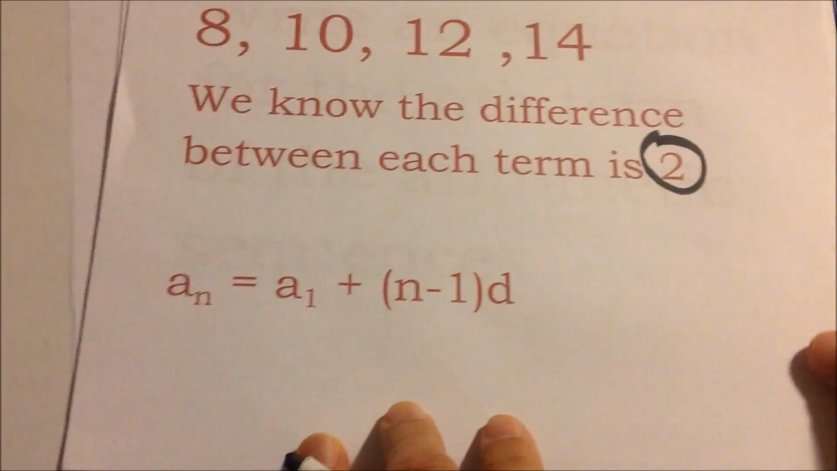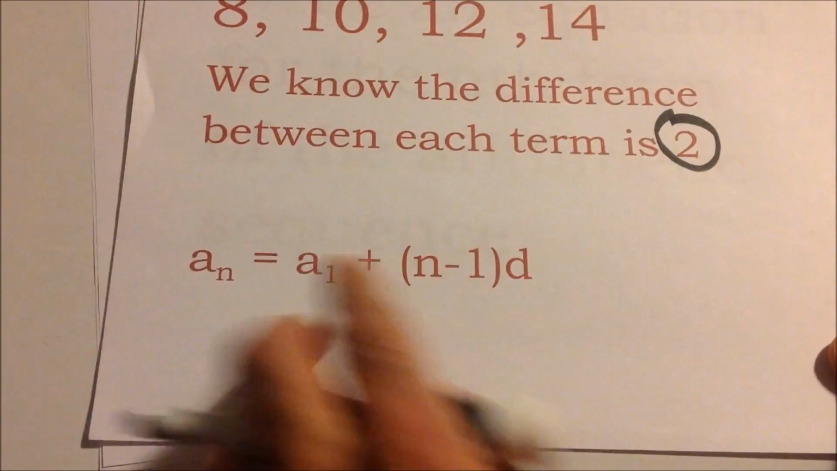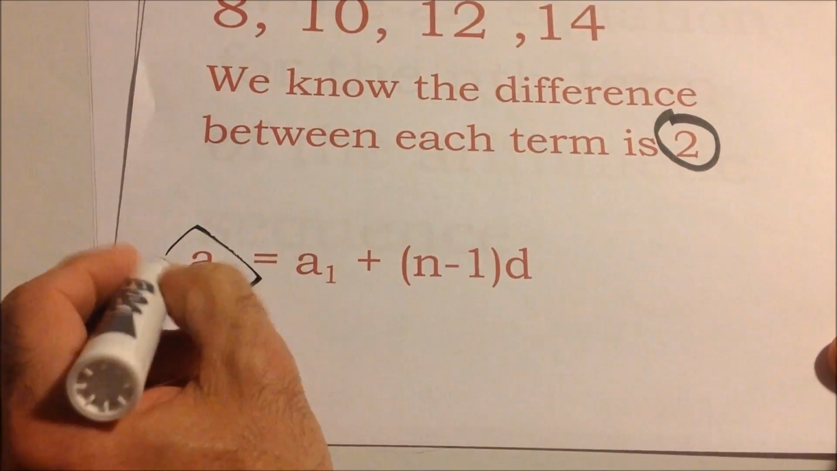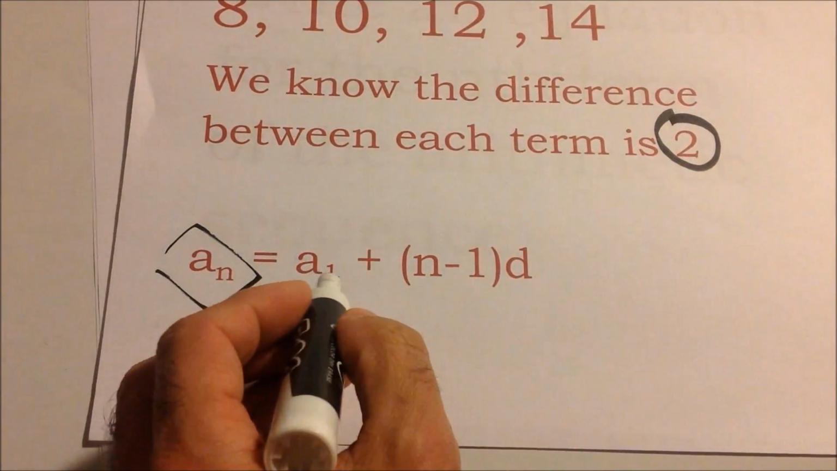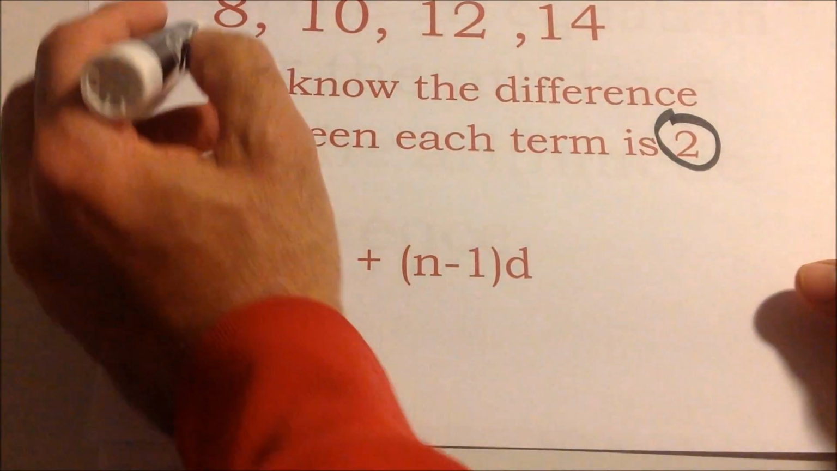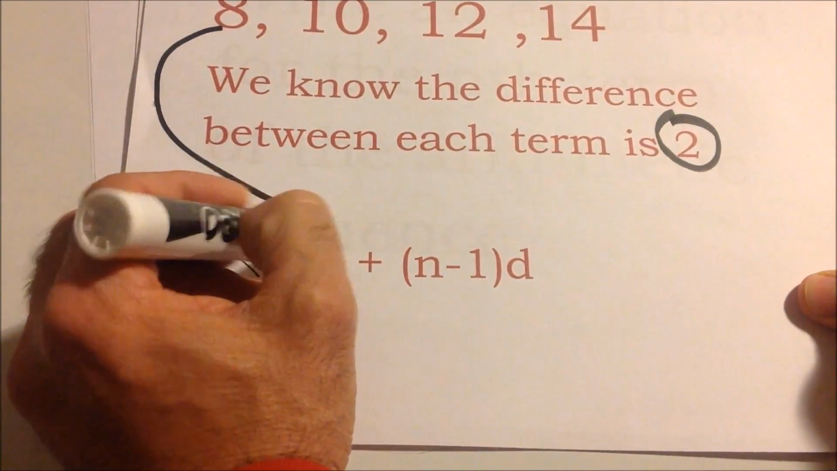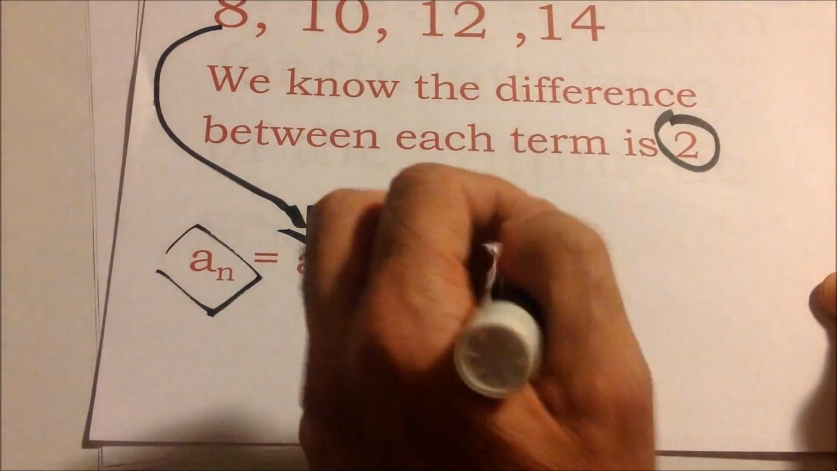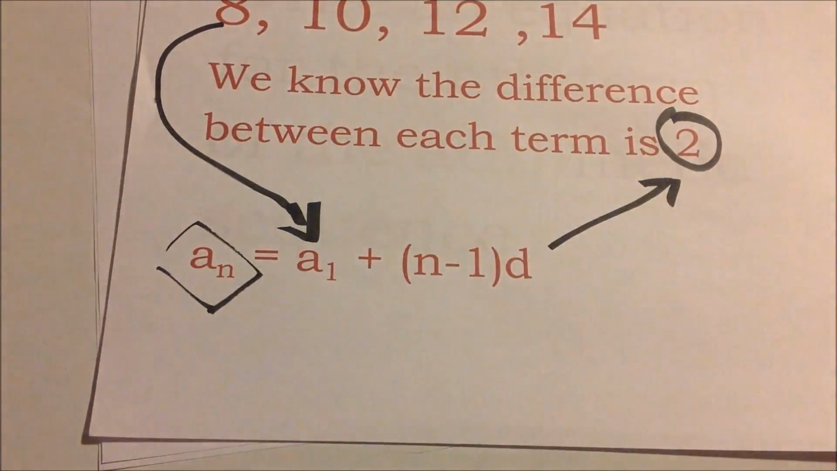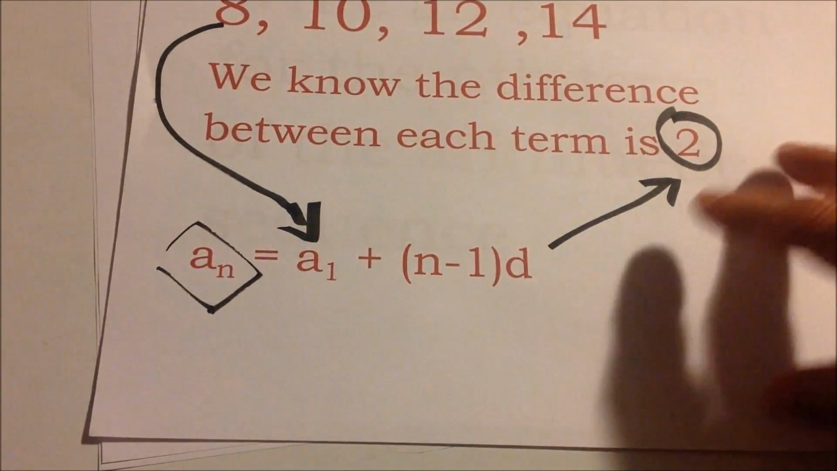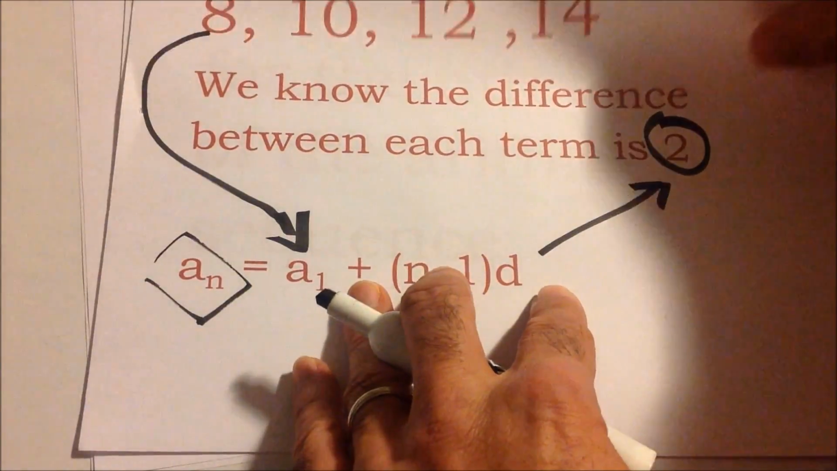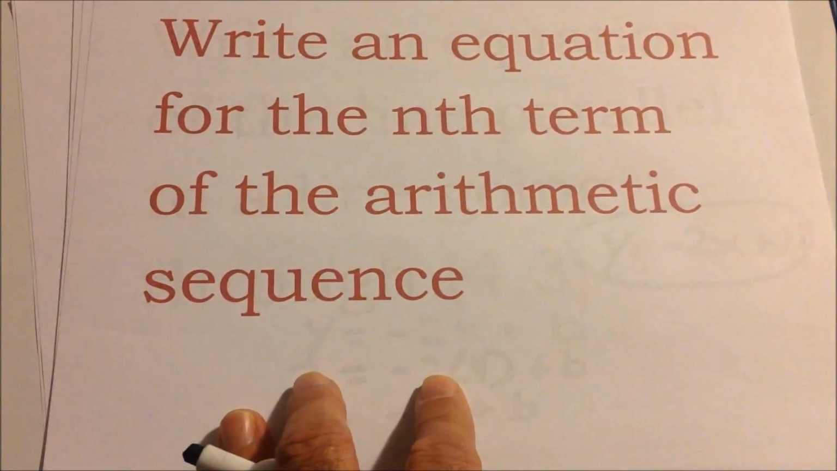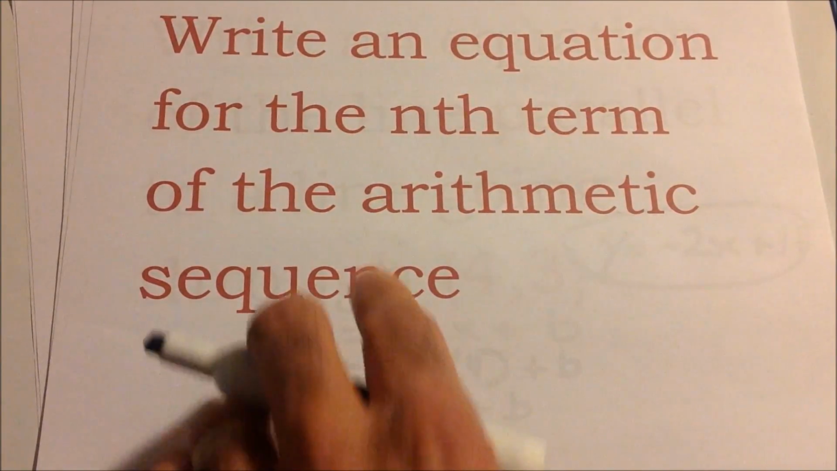So we have this formula, and this is the answer for what we're trying to get. A1 means the first term, so 8 right there is the first term. And d is the difference, and we know the difference is 2. Okay, let's go back to the question. It says write an equation for the nth term of the arithmetic sequence.